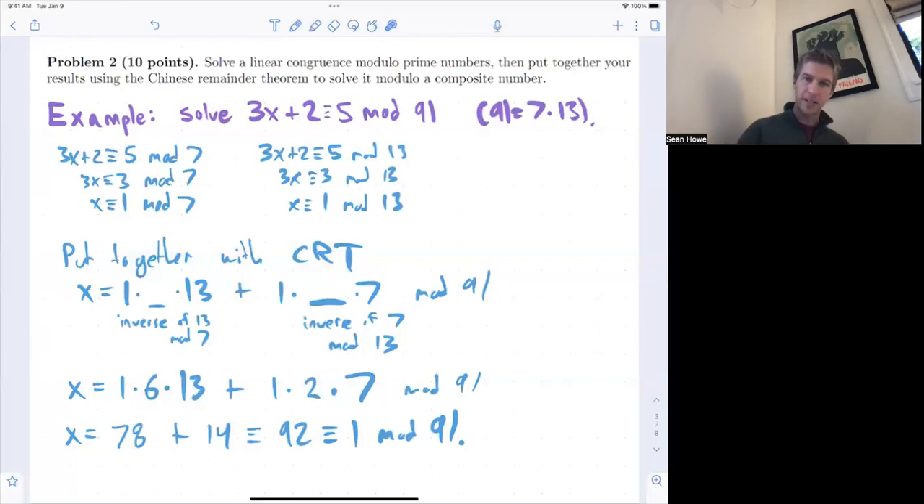Okay, great. So to highlight, for this problem, you want to review solving linear congruences modulo prime numbers. And you want to review how to do the Chinese remainder theorem, especially for combining the solutions modulo two prime numbers to give the solution modulo their product. If you're comfortable with those two things and multiplying two-digit numbers, then you should be in good shape to do this problem. Okay, so we'll move on to the next one.